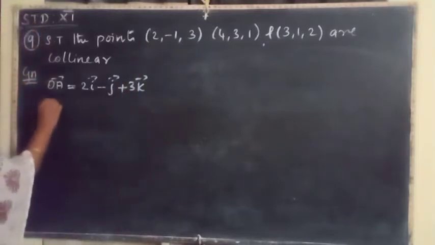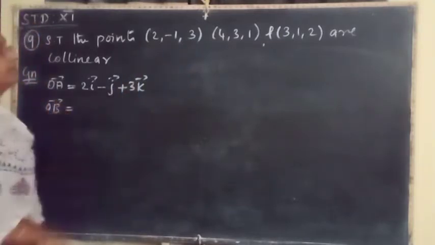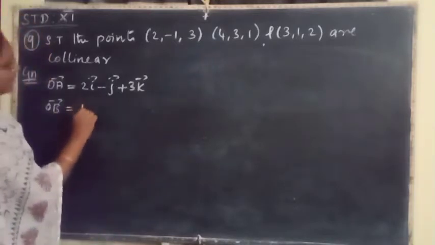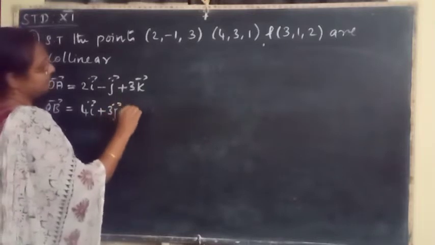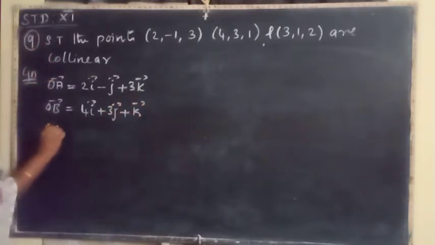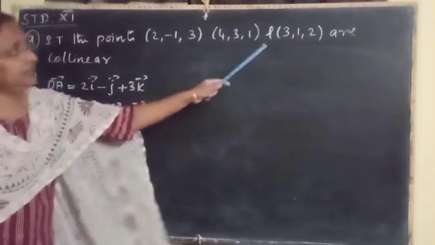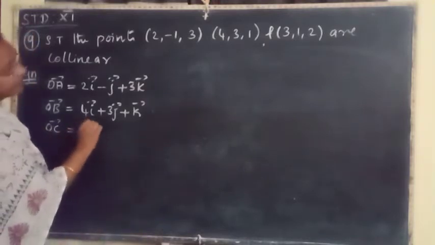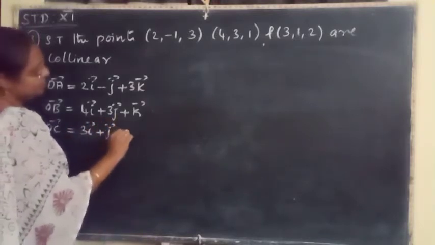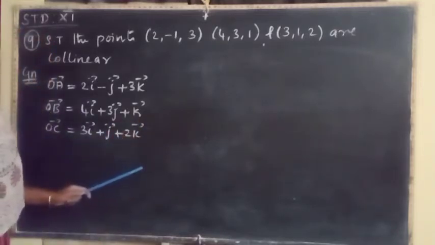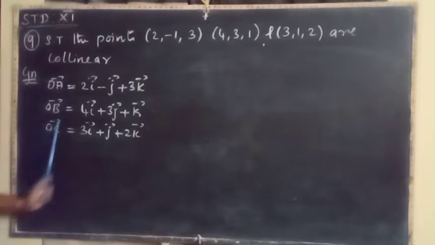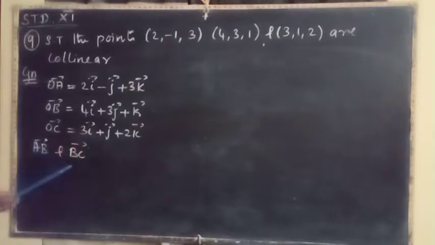Now what is OB? The same method: OB is 4i plus 3j plus k. Next one, OC is 3i plus j plus 2k vector. Is it clear for you? Now what are we going to find? We are going to find AB and BC, only two of them.